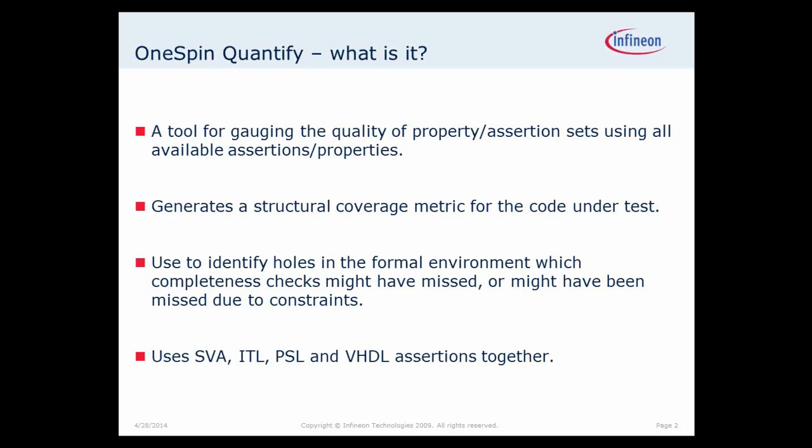And you can use it to identify holes in your formal environment which completeness checks may have missed, because you have to sometimes change the structure of your property to fit in with the completeness idea. You have to tell it how to bring things in, and things can sometimes get through. Or if you've got constraints taking particular scenarios out, this will help identify it by showing holes as a result.